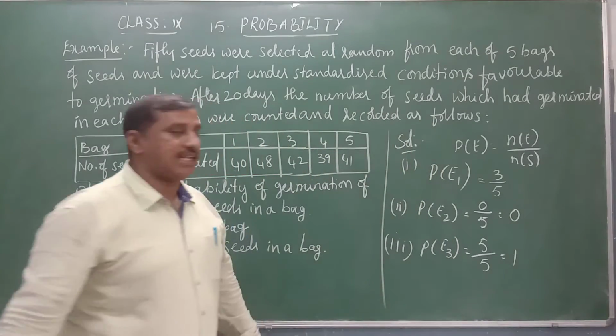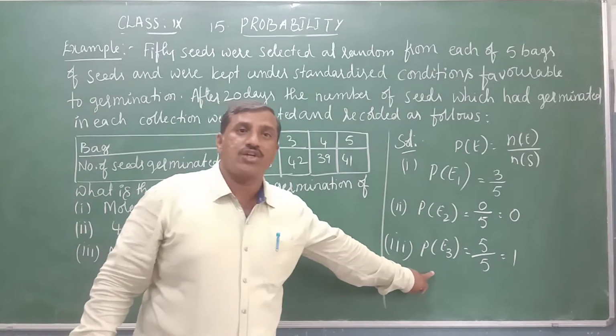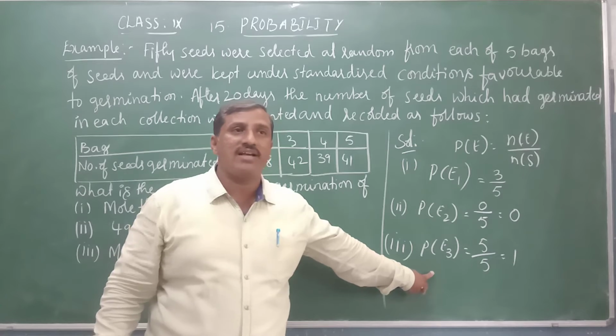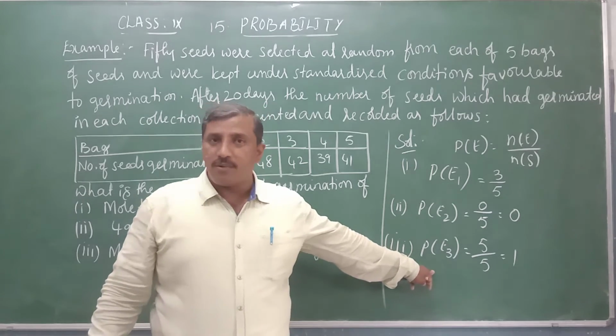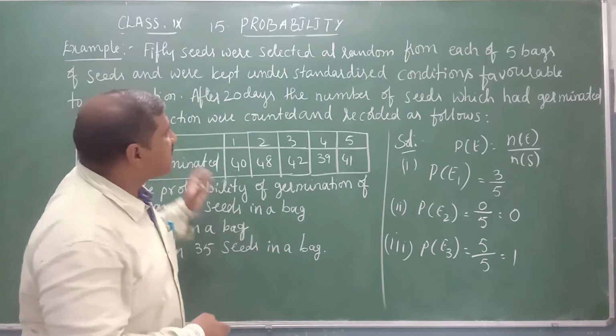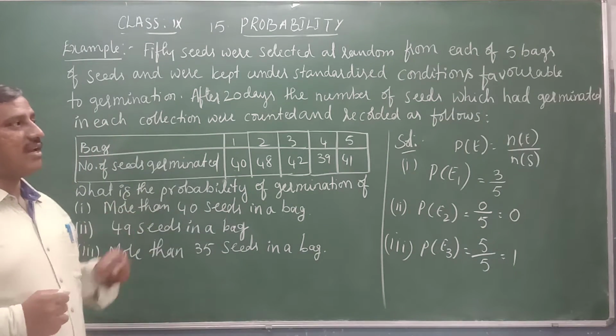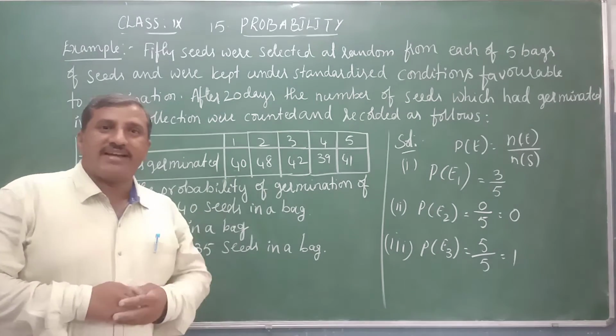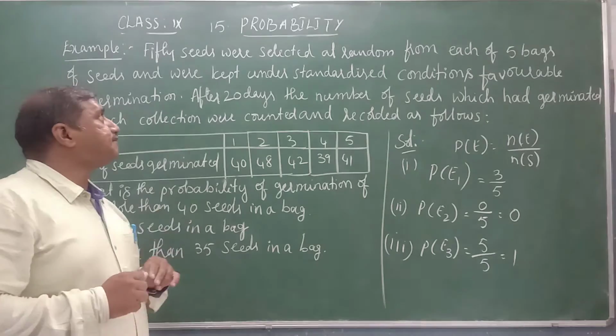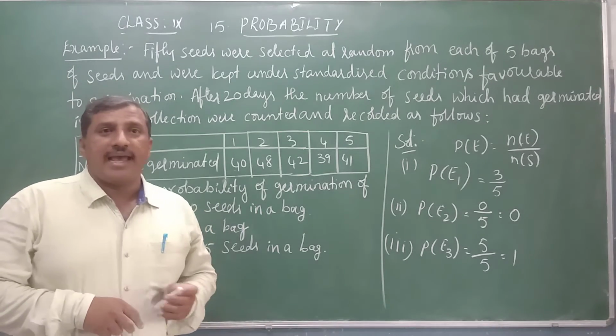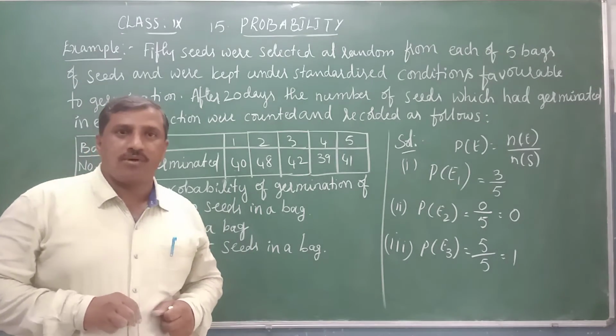What do we call this event? Yes, it is a sure event or a certain event whose probability is 1. So like this, we will find the probabilities of given events of an experiment. Now we will discuss exercise 15.1 problems.